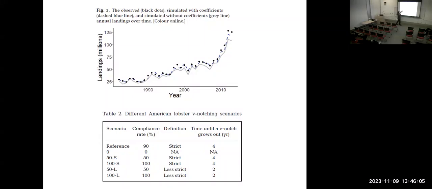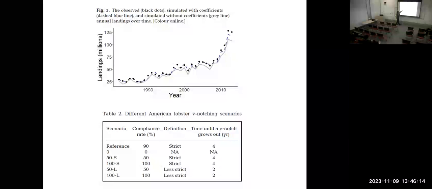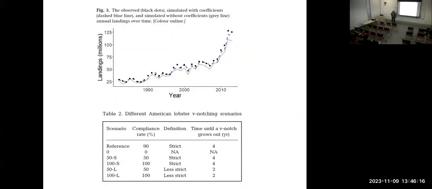And we look at the simulated fishery and, of course, compare it with the actual fishery, and you see that it's very close. And then we test different conservation measures. One I just want to highlight is 100% strict. That means there's no wiggle room.